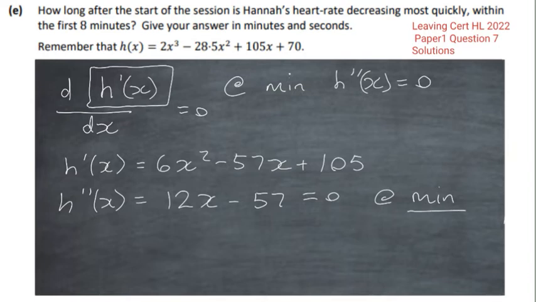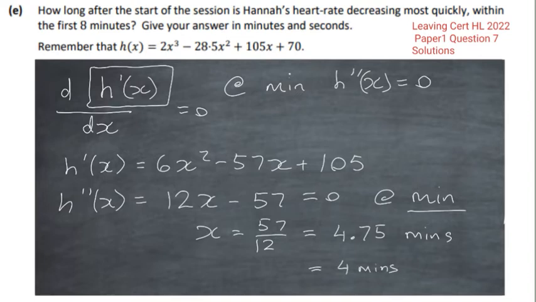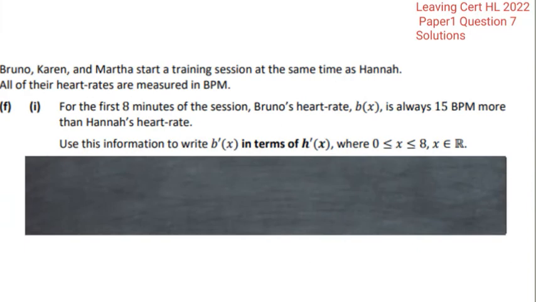Okay, so let's look at the value of x. So let's solve. So x is equal to 57/12, which is equal to 4.75, and that's minutes, which is equal to 4 minutes, and 3/4 of 60 is 45, and that would be the seconds. And that's it. On to part F.